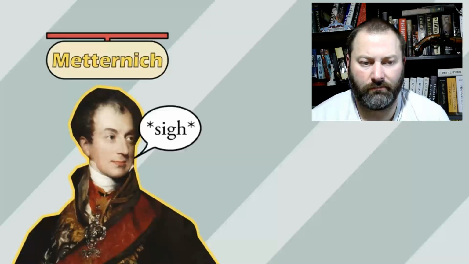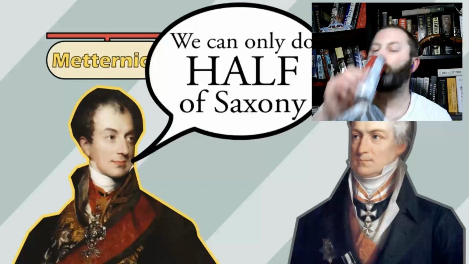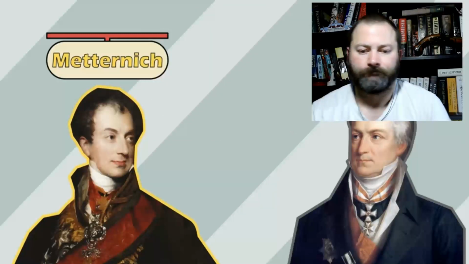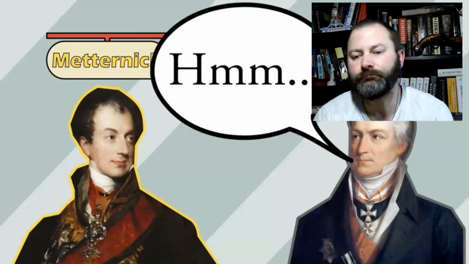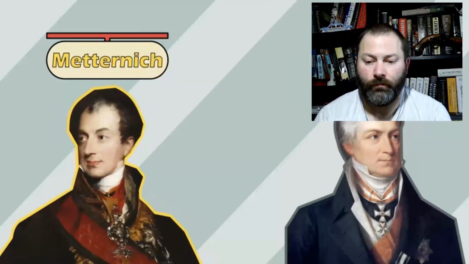Russia was apparently a dead end, so Metternich went to Prussia next. Metternich explained to Hardenberg that he could now only give Prussia half of Saxony. This was not what they had agreed to, and Hardenberg was understandably upset. The 2 diplomats parted ways with sore feelings and no agreement.